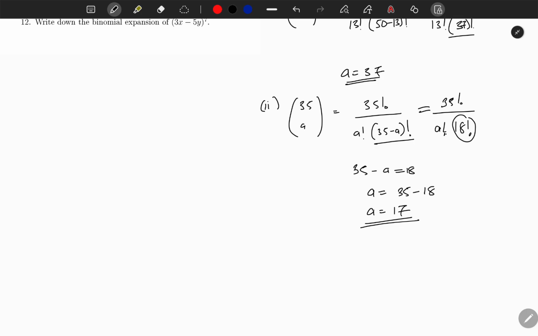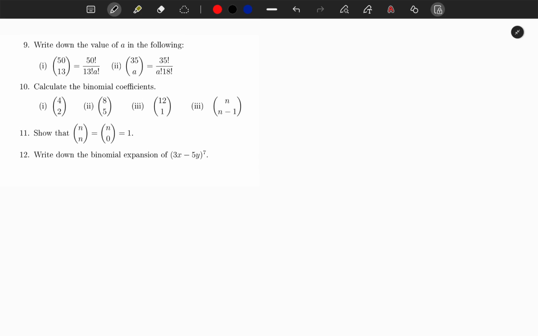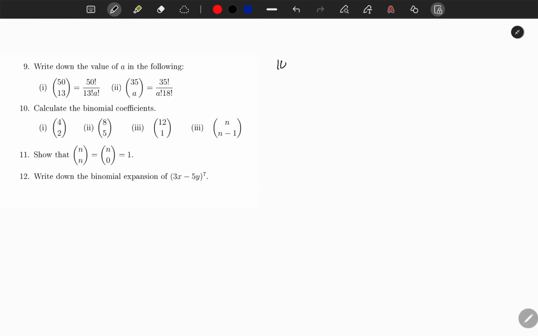All right, now let's progress to question 10. Having worked out question 9, let's go to question 10. Question 10 is calculate the binomial coefficients. Let's start with 4, 2. We want to calculate the binomial coefficient. We know that n choose k is equal to n factorial over k factorial, n minus k factorial. Clear on that one? Good.